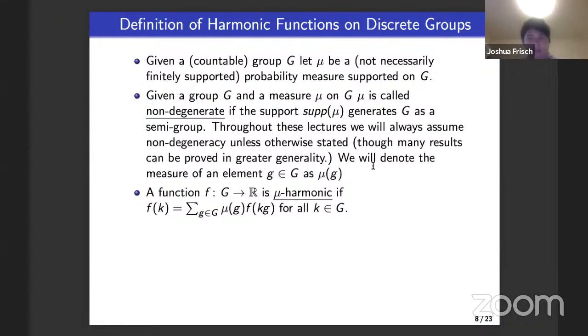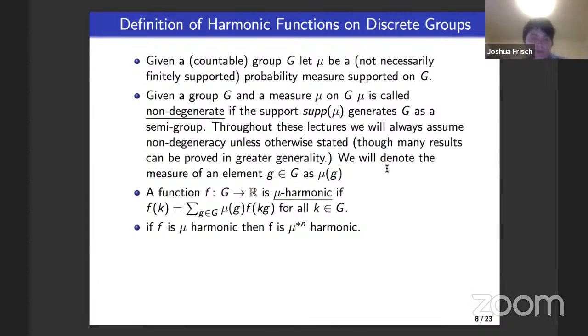And now I get to talk about the main thing we'll be discussing in this course, harmonic functions, right? So a harmonic function is something where basically the value of f at k is the average of the ball around k. Except for a ball, we just take any measure. And so we say f of k is going to be the average of f of kg. What type of average? Well, the average with respect to mu. And I'm saying we're doing this for all measures.